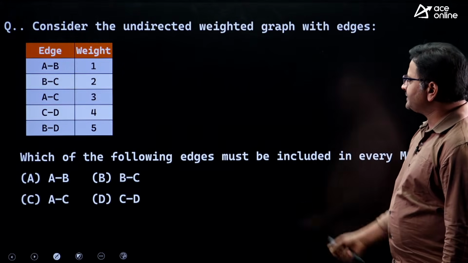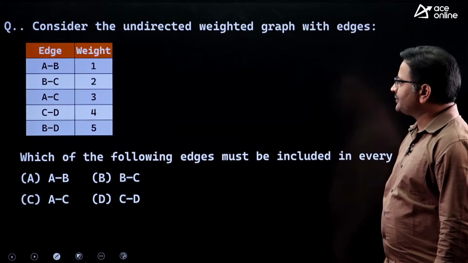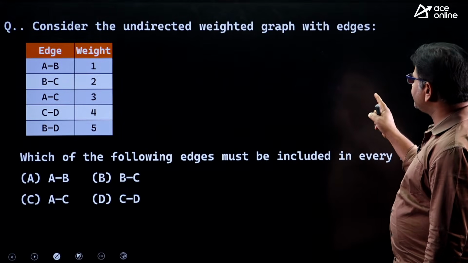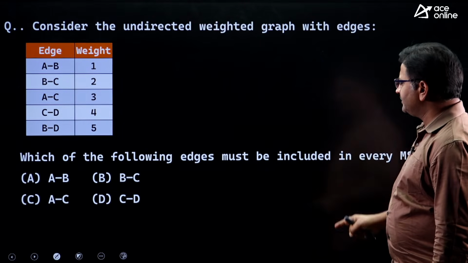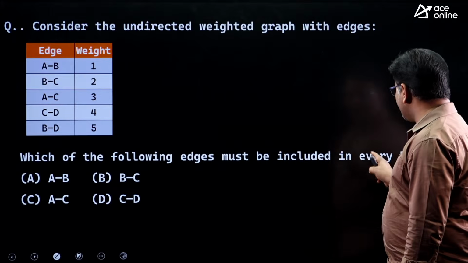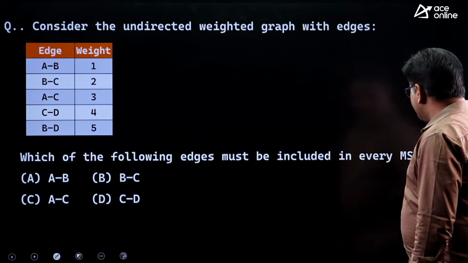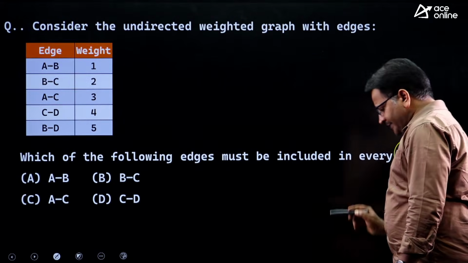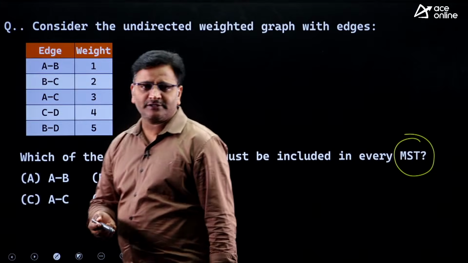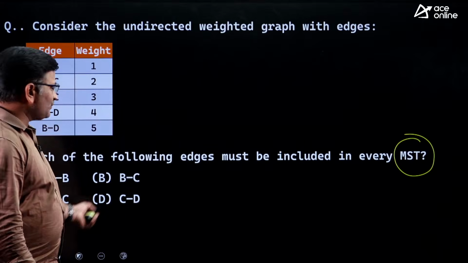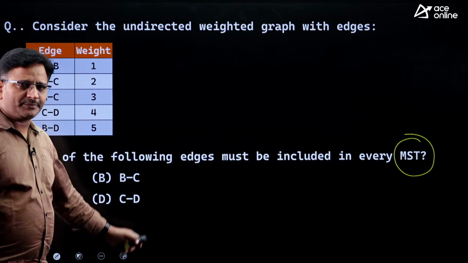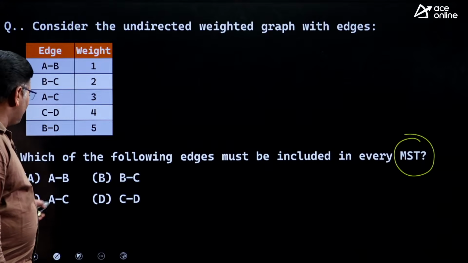This is also very interesting. MSQ question. Consider the undirected weighted graph with the edges, and which of the following edges must be included in every MST. So for MST generally we can use Prim's algorithm or Kruskal's algorithm. You can take Kruskal's algorithm, that is the best idea. You can easily solve the problem. Okay. So it is an MSQ question.